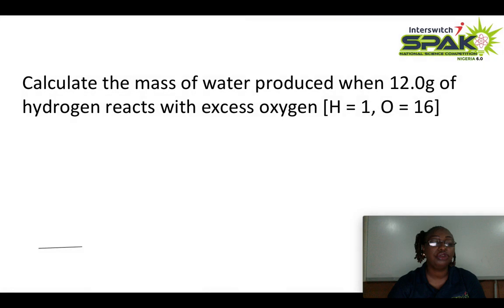Calculate the mass of water produced when 12 grams of hydrogen react with excess oxygen. How do you do that? The first thing to do is to write the reaction. Okay, let me give you a few seconds to look at that question and give me the answer.